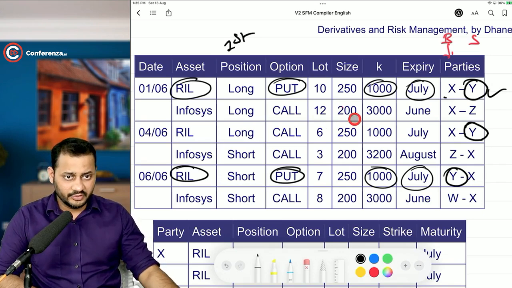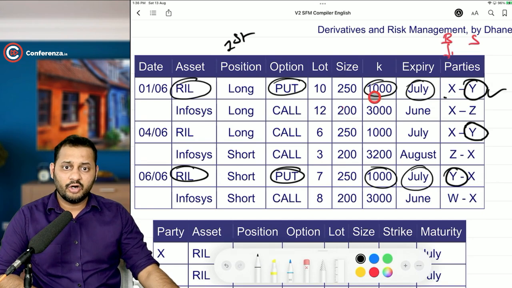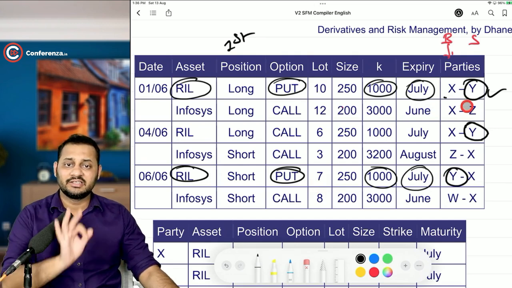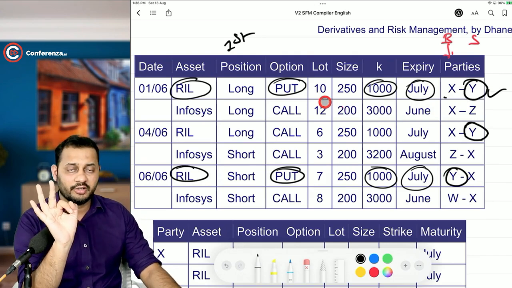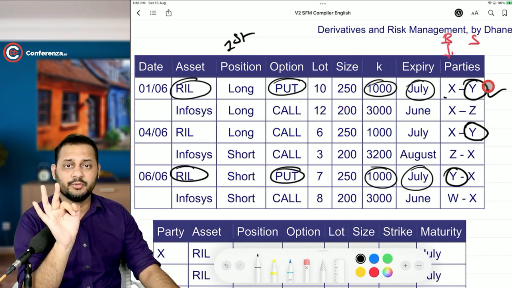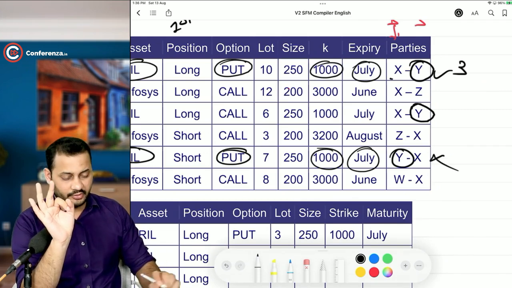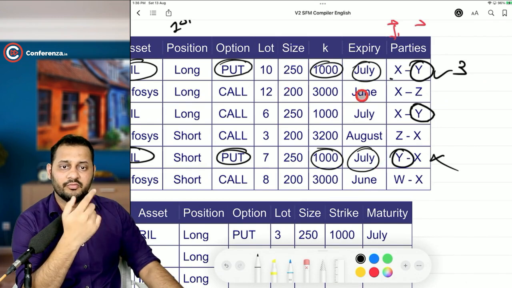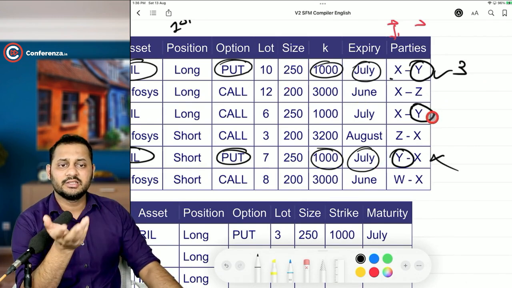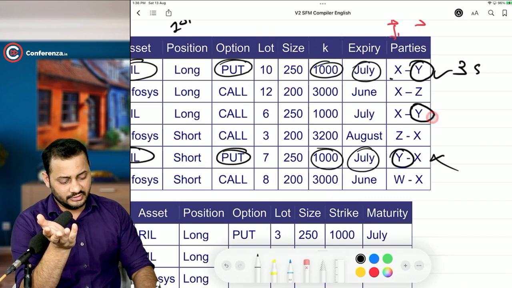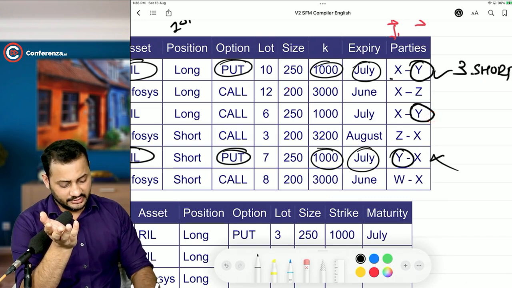You can see from this point, Y is the seller of 10 lots of put option for July, and now he is the buyer for 7 lots of put option for July. That means the open interest for Y is 3 lots of put option, and that too a short position. 3, that's it. This is over. This has been squared off with the previous position, and this will stay open. So we have a short position in this and a short position in this.